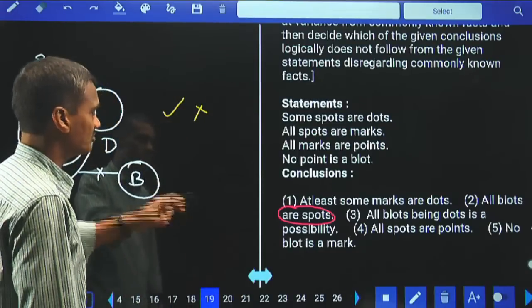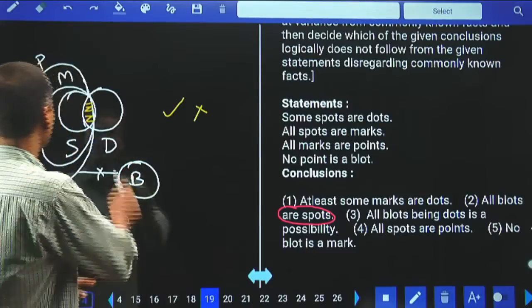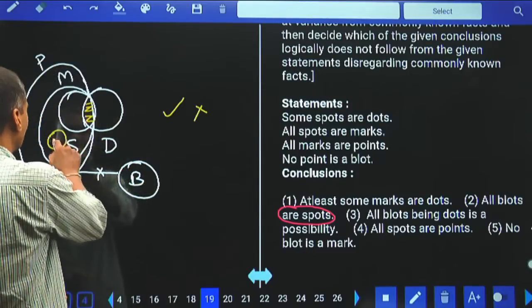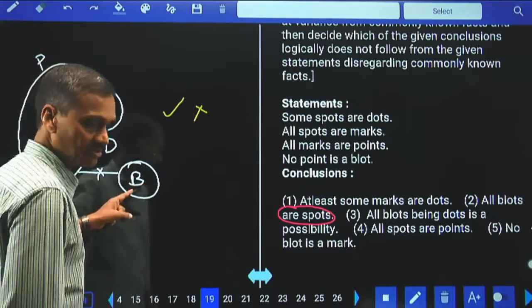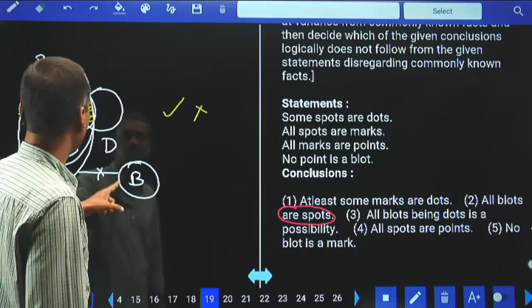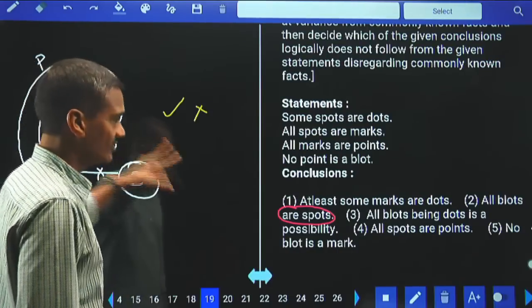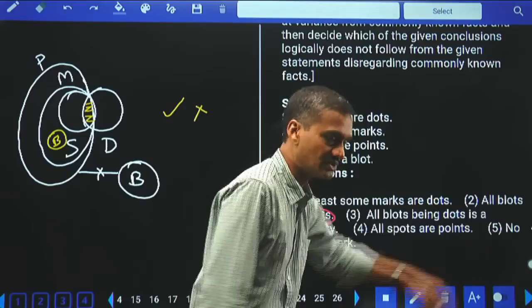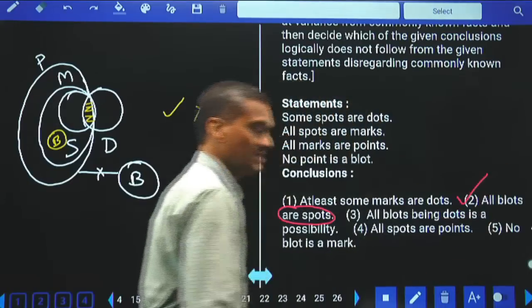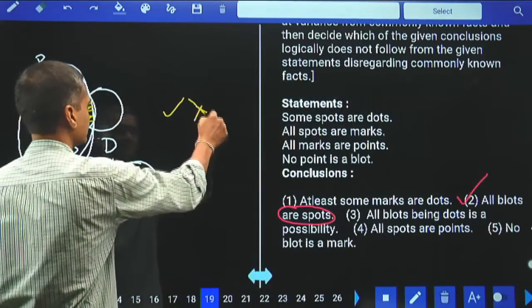All blots are spots is a possibility. This entire blot must be spot. Can I draw my blot like this? If I draw my blot like this, then no blot is point will become false. It cannot come here, which implies that it cannot be true at least once. As it cannot be true at least once, it is 100% false.